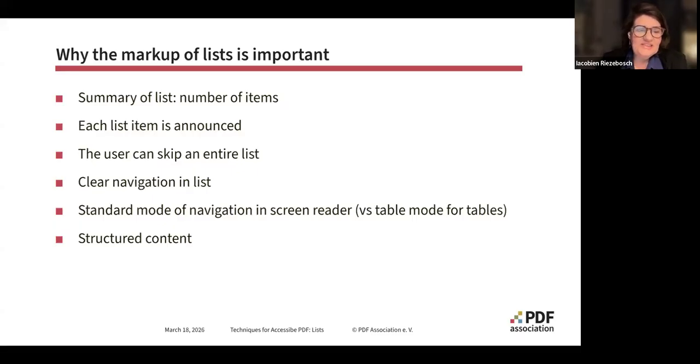So when you mark up a list correctly, there's clear navigation in a list. And you still stay in the standard mode of navigation in the screen reader, whereas with tables or forms, you go in table mode or form mode. And with the right markup of lists, you have structured content.